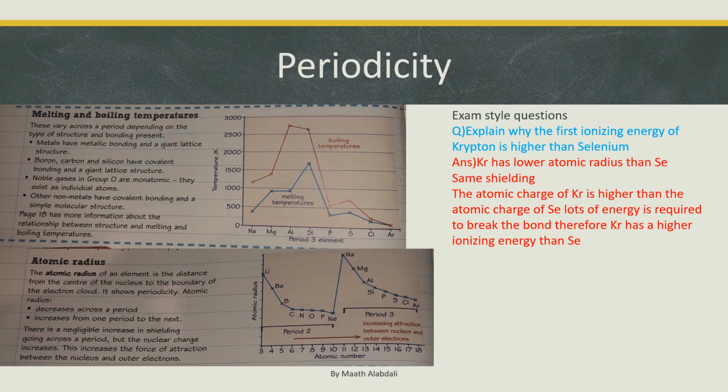Now, in the exam, I advise you to mention all three: atomic radius, shielding, and nuclear charge. Even if it is only a one mark question, I still advise you to mention all three points, because if you mess up the first point, you can still get marks for the second and the third point.